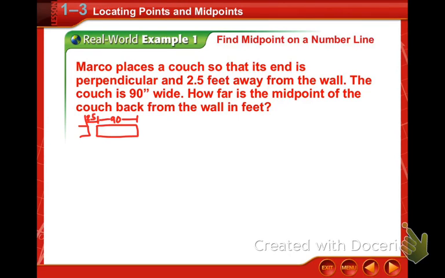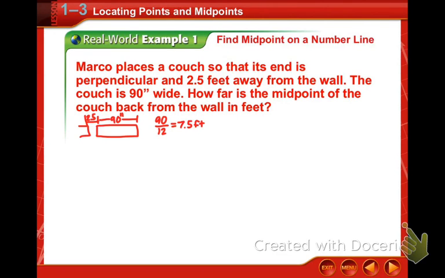But that is 90 inches, right? We want our answer in feet, so we want the 90 inches to be in feet as well. So what we do is take our 90, we divide by how many inches are in a foot. So 12, and it's 7.5 feet. So now we have everything in feet.